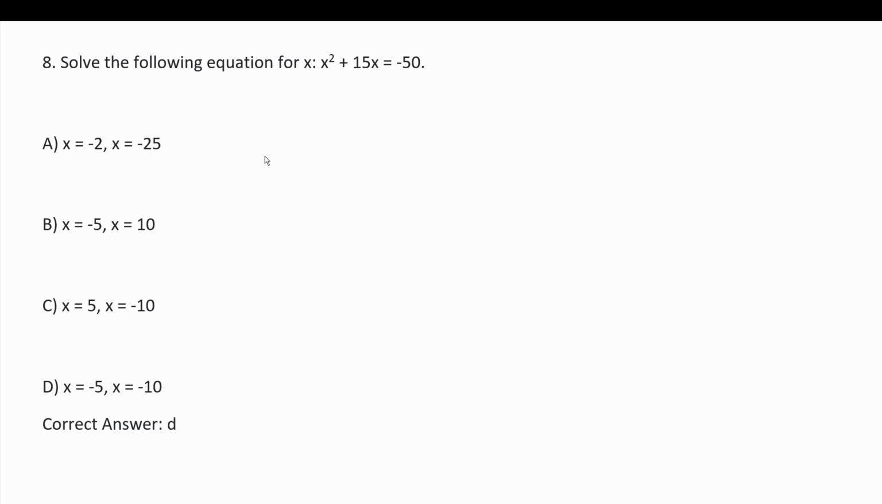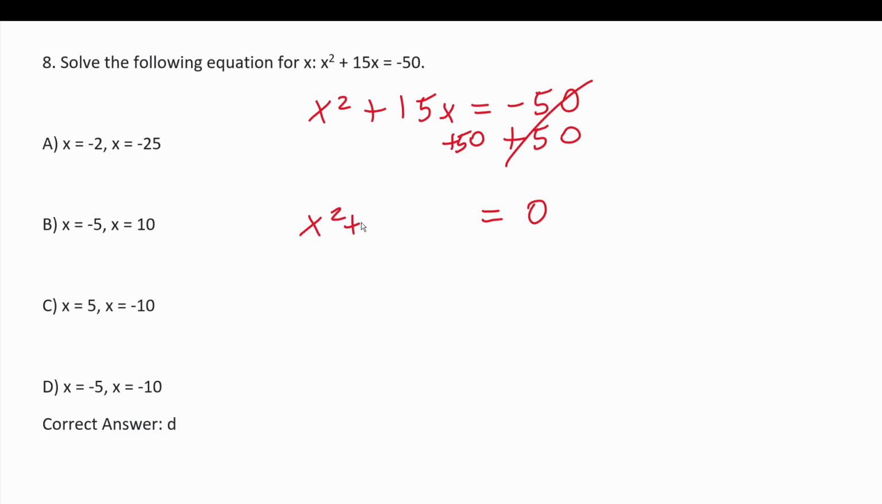All right, number 8 says solve the following equation for x. We have x squared plus 15x equals negative 50. The very first thing I'm going to do is set this equation to 0. So I'm going to add 50 to both sides, just like this. This will cross out here, leaving you with 0 on this side, and this says x squared plus 15x plus 50 equals 0.